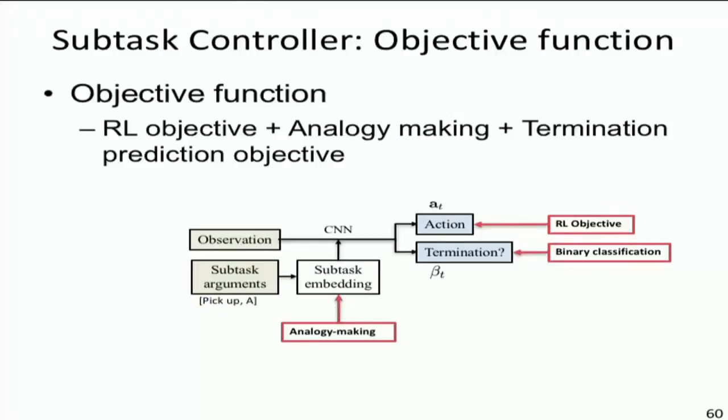So this is the overall RL objective, with analogy making as a regularizer for the embedding space, and also termination prediction as an additional classification problem. So that's how we train this subtask controller. By doing this, we can generalize to multiple tasks. So this is able to handle the first generalization problem.